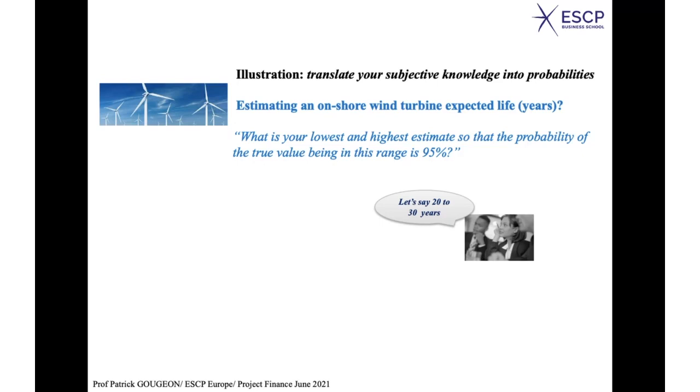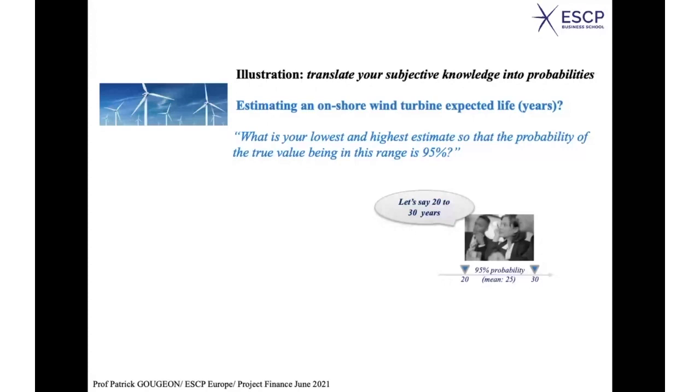In other words, my question was, what is your lowest and highest estimate so that the probability of the true value being in this range is 95%? If you answer me 20 to 30 years, then it means I would consider that you consider that there is 95% probability for the life of a wind turbine to be between 20 and 30 years, okay? So, having said that, what can we do?